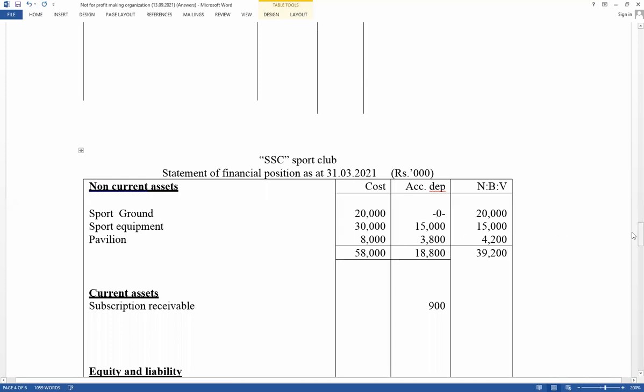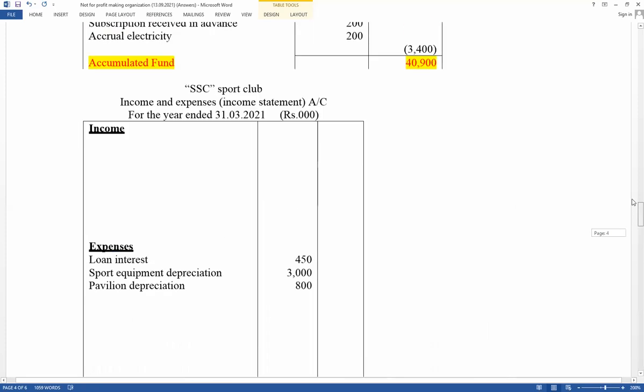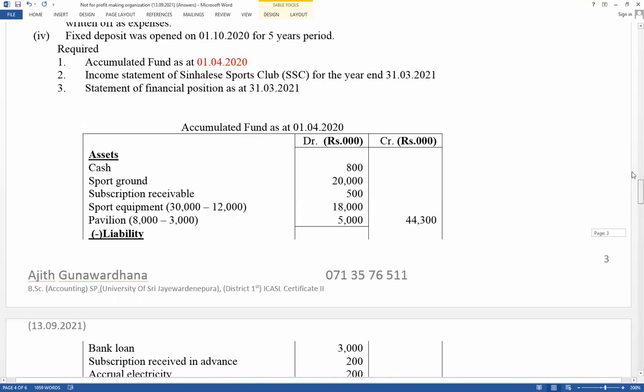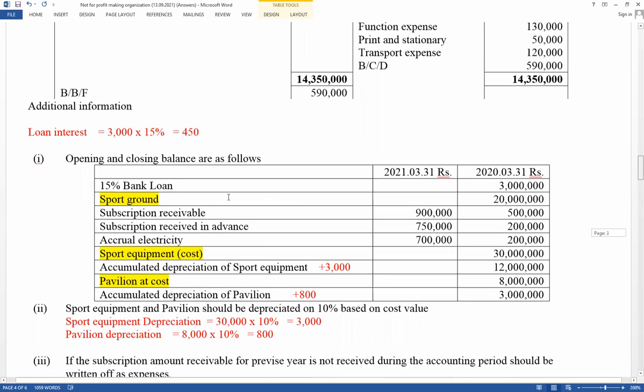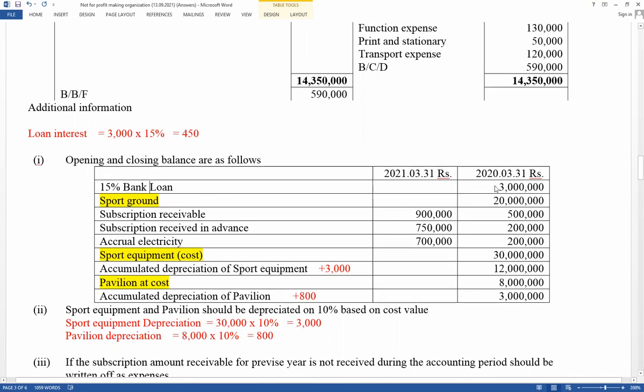Right. Now think about the additional information. The first one we have been discussing: the bank loan we have discussed, as well as the sport ground we have discussed, and the sport equipment as well as the pavilion we have discussed.